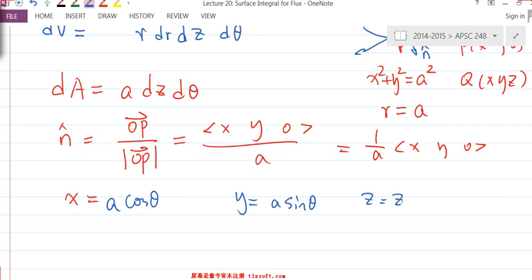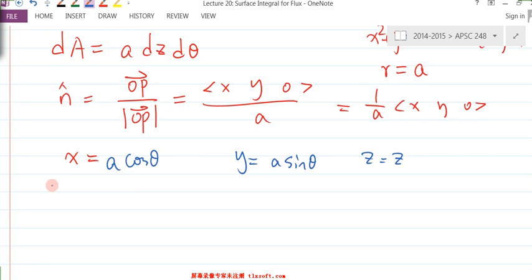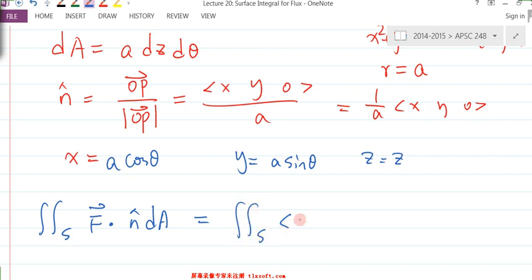Okay? So then let's summarize. The surface integral for the cylindrical one is f dot n hat dA. That's a surface integral. And how do we do with that? So basically f is m, n, p. And n hat is 1 over A times x, y, 0. dA is A times dz d theta. Okay? A times dz d theta.